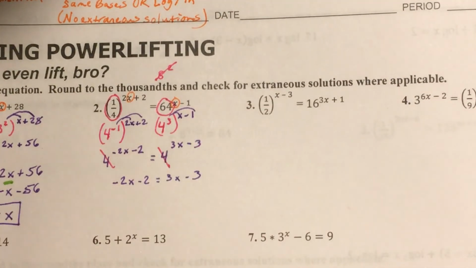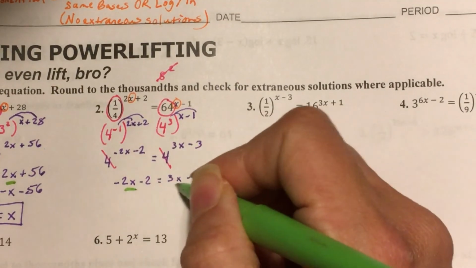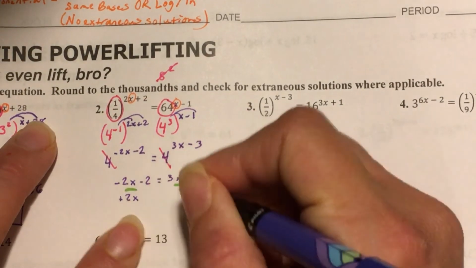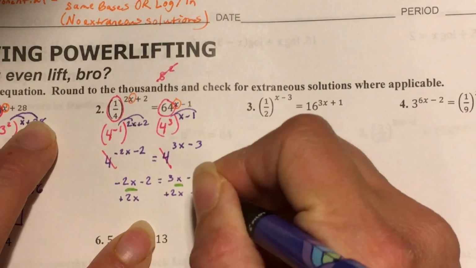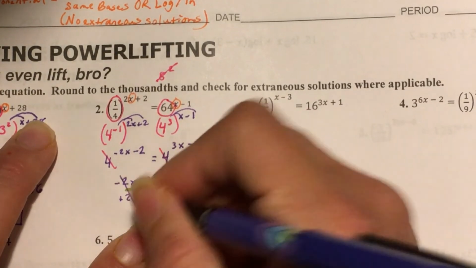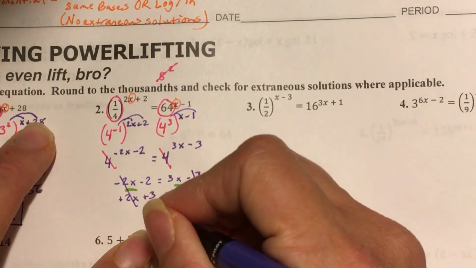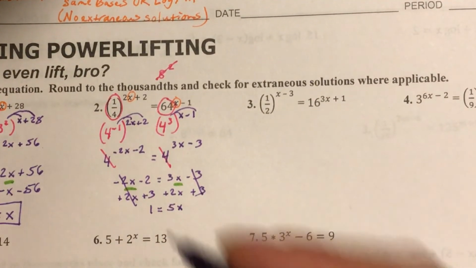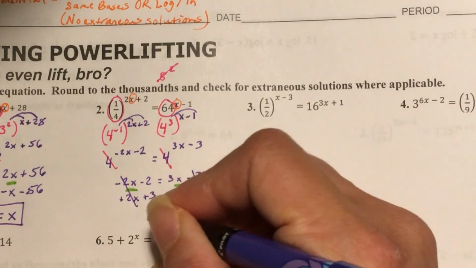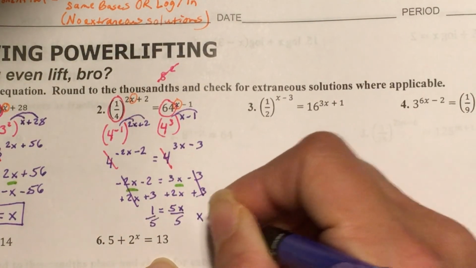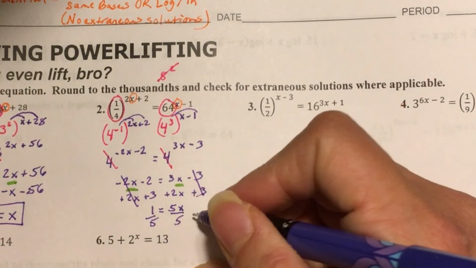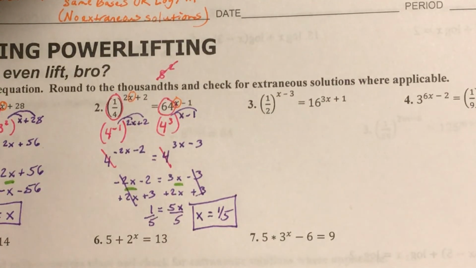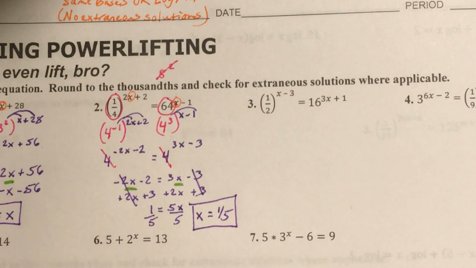And now we have a ground level Algebra 1 equation. So my x is no longer in the exponents. We can add the 2x over to the right side. We can add the 3 over to the left side. And that gives me 1 equals 5x. So careful you don't rush things because to isolate that x, we would want to divide by 5. So x is equal to 1/5. And I do encourage you, try plugging that in on your calculator to verify that you get the same thing on both sides of the equation.